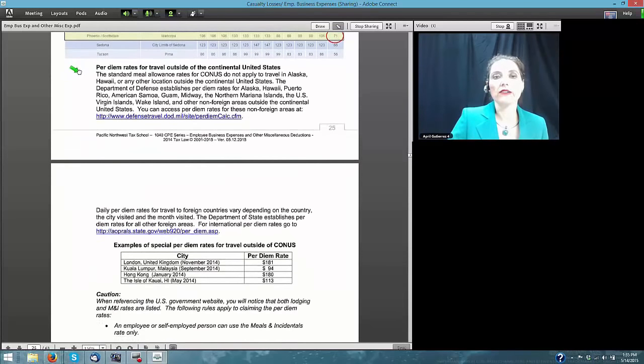Now, if you're traveling outside of the continental United States, that is outside of CONUS, and outside of CONUS would be any of the American territories as well as Alaska and Hawaii. And if you're traveling outside of the American territories, then you actually go to the U.S. Defense Travel or Department of Defense Travel site to look up rates for areas outside of CONUS that are still considered to be part of the United States.